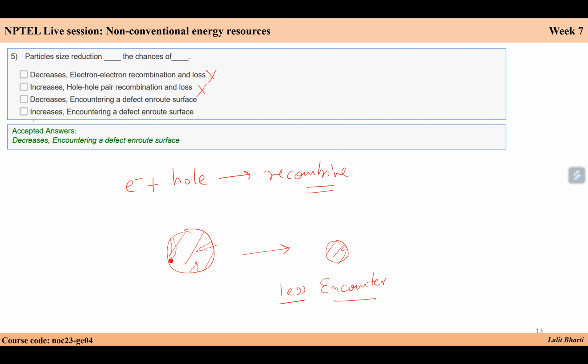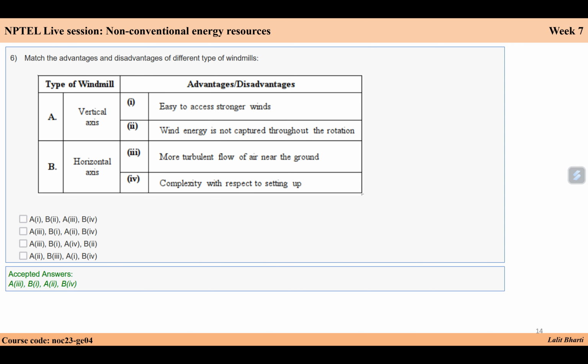So statement 3 is correct. It will decrease the chances of encountering a defect en route to the surface. Okay, so this was the fifth question. The third option is correct, and the fourth is similarly incorrect. Then we'll go to the sixth question.